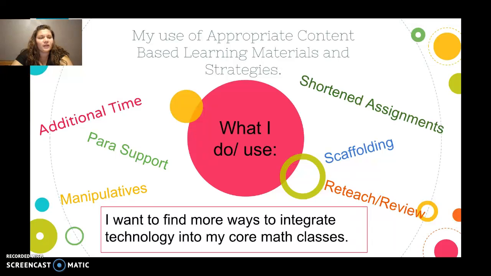One of the things that I feel like I need to work more on is integrating technology more into my class. I think that it will help my special ed students. We are working on becoming a one-to-one district, so every student in the 5th grade should be getting their own iPads to use by next year, and I think that will help as well.